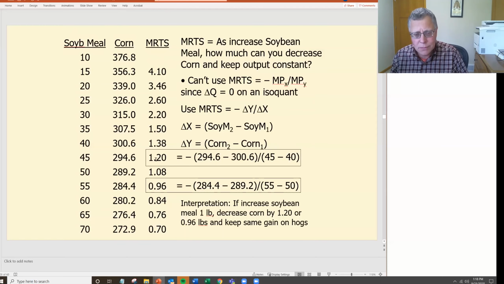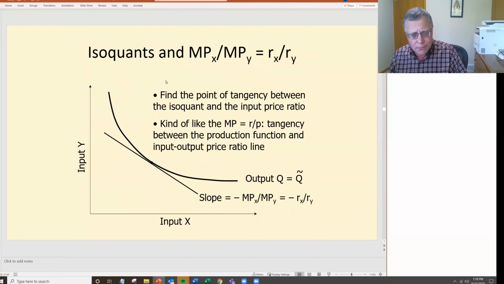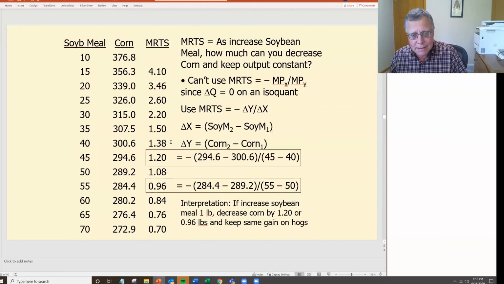That's where the 1.2 comes from. 1.8 is 289.2 minus 294.6 divided by 50 minus 45, and et cetera. And so the way to interpret this MRTS is as the slope of the isoquant. It's steep and it gets shallow as you go down the slope.